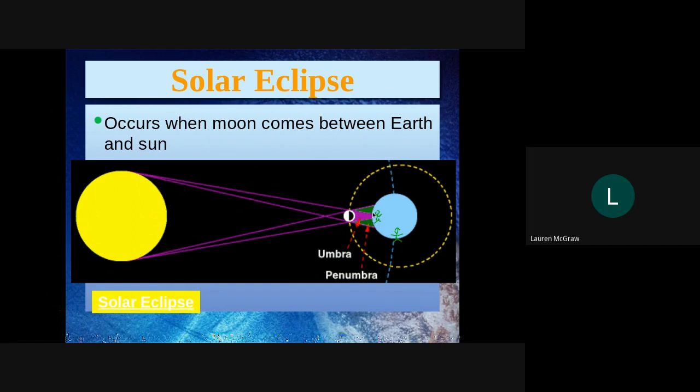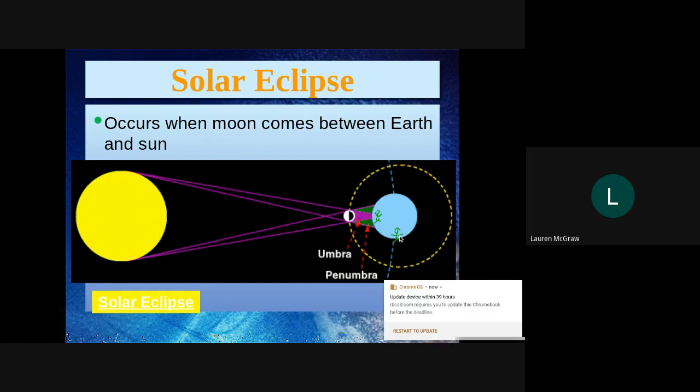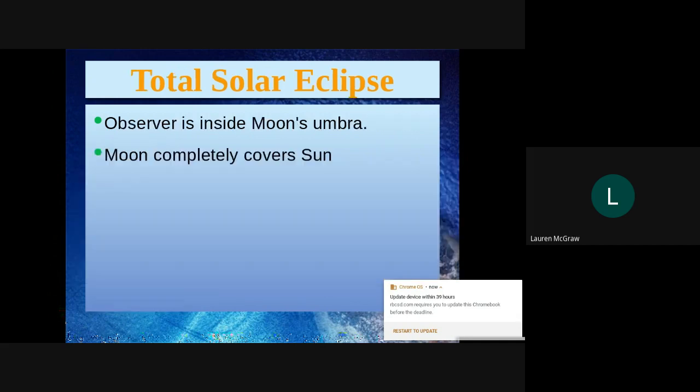We saw this in 2017. If you're down here and this band of shadow never makes it there, then this person down here at the bottom is never going to see a solar eclipse. You can pause the video here and watch the solar eclipse video, or you can continue here and then watch the solar eclipse video afterwards.